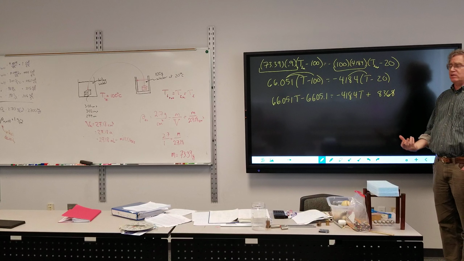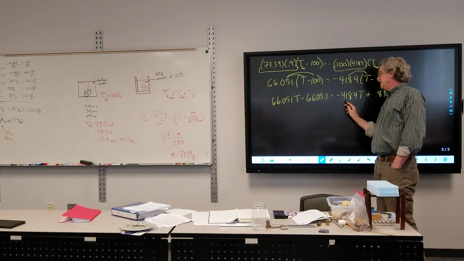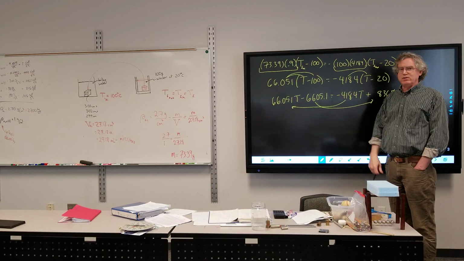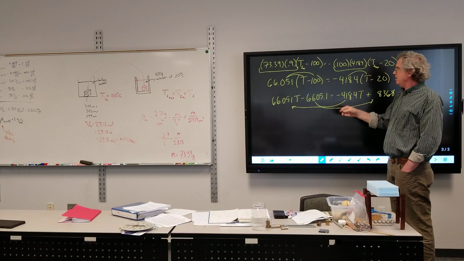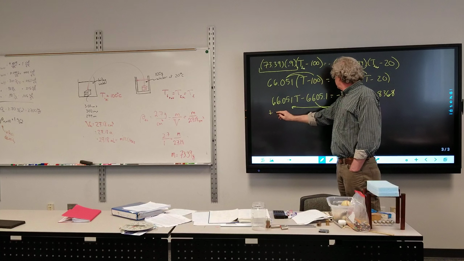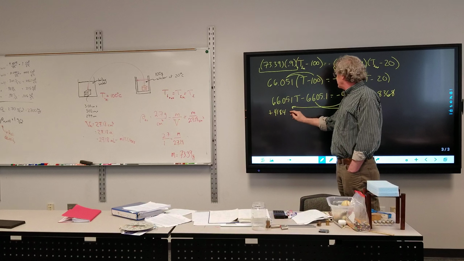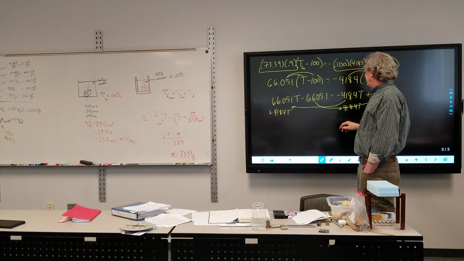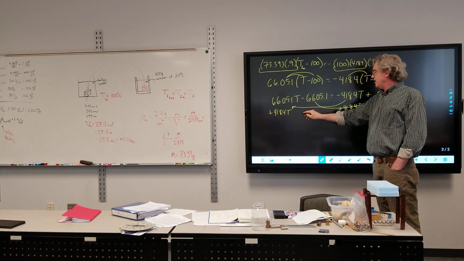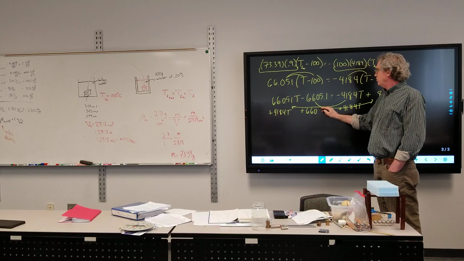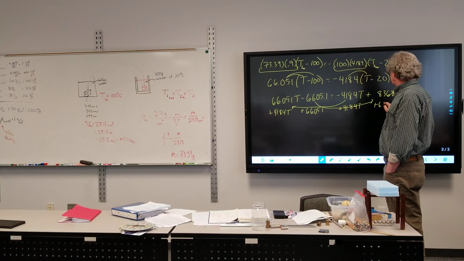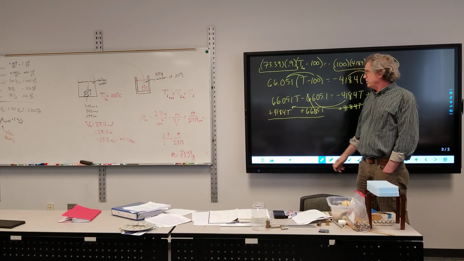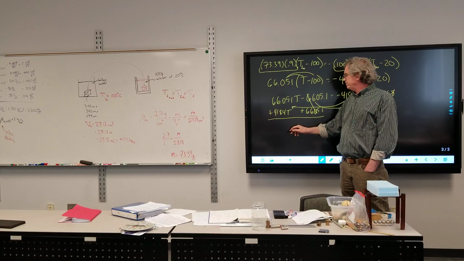Now I need to get the T's together and the things without T's. So I'm just gonna get this over to here and this over to here. In order to go across the equal sign, I've gotta do the opposite. Since I've got a negative here, I'm gonna add 418.4 T. And then I need to get this over to the other side. Since I'm subtracting it, I need to add it, plus 6605.1, plus 6605.1. Those cancel out, which is the whole reason I did that. And these add up to something spectacular.